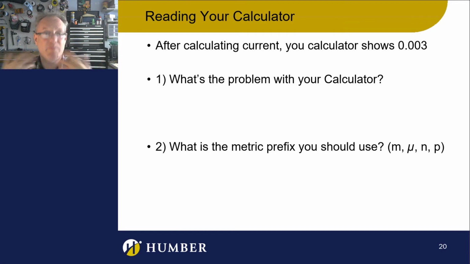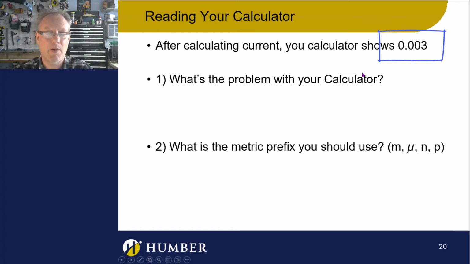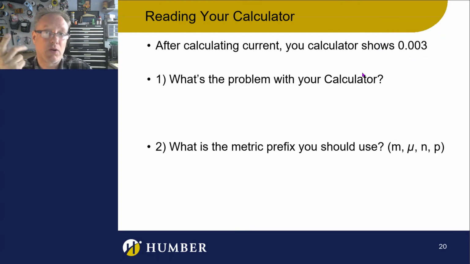It's just a matter of practicing these to get this good. Okay, reading your calculator. It's so important that you read your calculator, okay? You really got to get this. You have to know how this works. So let's just say you're calculating current, and this is what the value on your calculator says. What's the problem with your calculator? There are two problems with your calculator. One is you haven't hit the ENG button. I don't have an ENG button on my calculator.